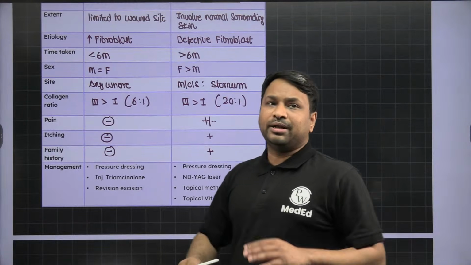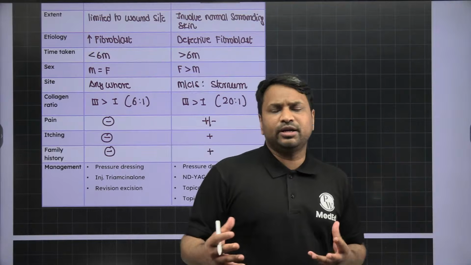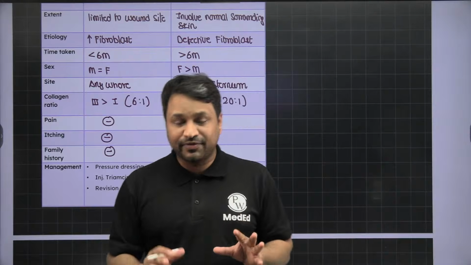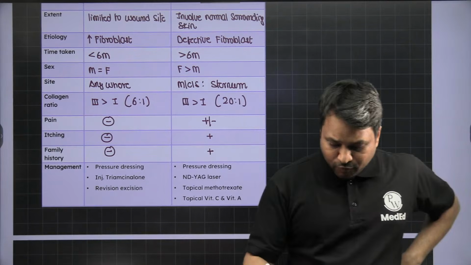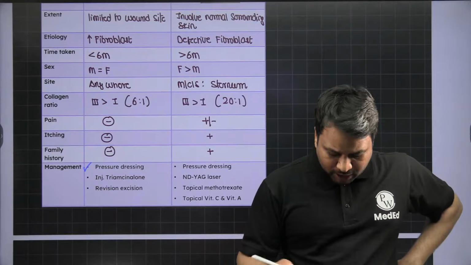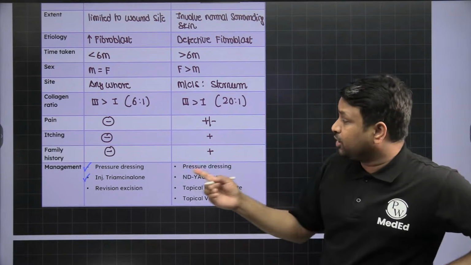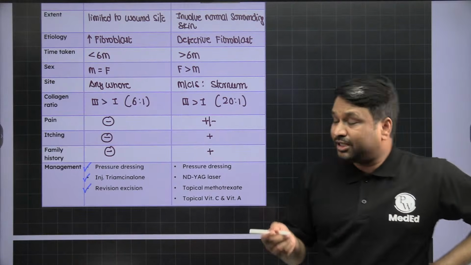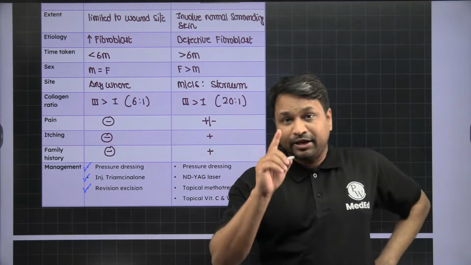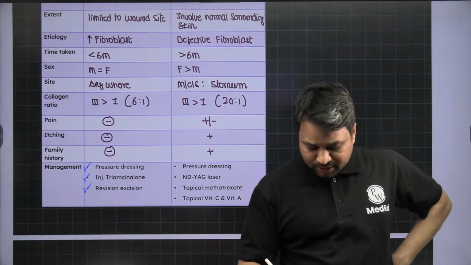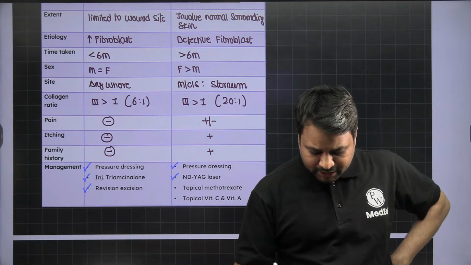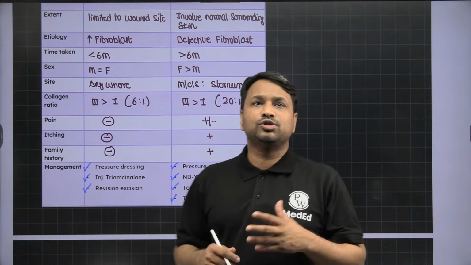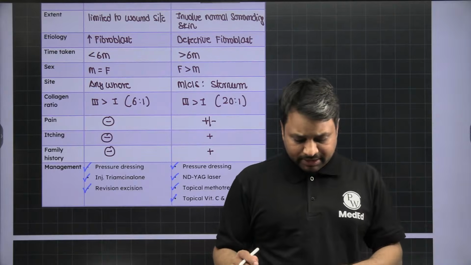Remember, both hypertrophic scars and keloids are basically cosmetic deformities. So you don't need to do anything specifically, but if a patient demands, for your hypertrophic scars, you can do a pressure dressing, you can do an intralesional steroid, that is triamcinolone, or you can do a revision excision. Whereas in the context of your keloids, if you do surgery, there is a very high chance of recurrence. So here we do pressure dressing, use an Nd:YAG laser, topical methotrexate, topical vitamin C or vitamin A. You can also give intralesional steroids in the keloids as well.